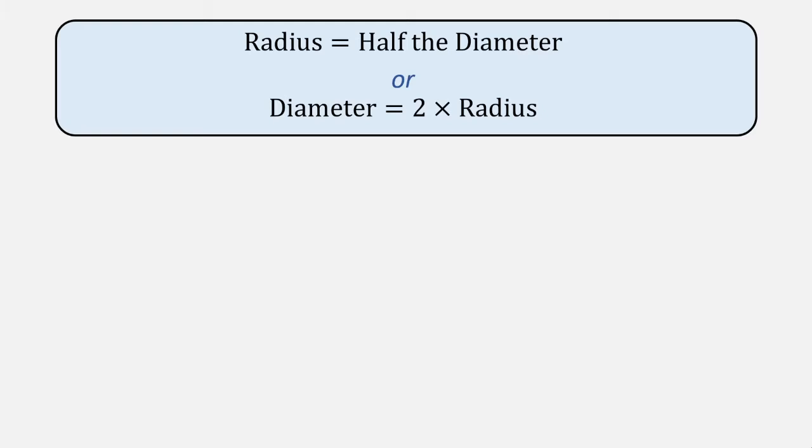But we're not always going to be given the one that we need, we might have to find it. So if we're given the radius, we could always double it to find the diameter. And if we're given the diameter, we could always halve it to find the radius, because there is this neat connection between the two. And there is the first of our important circle properties.